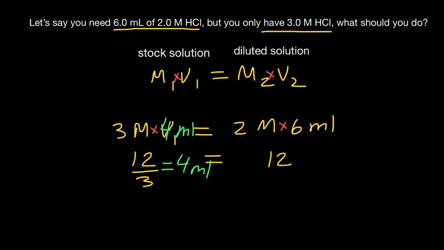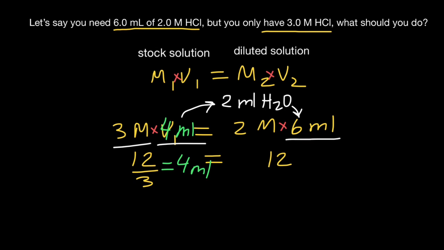So we have found that we need 4 milliliters of 3 mol solution, which is stock solution. We also have to add 2 milliliters of water, H2O. So we dilute our stock solution and we get 6 milliliters of the diluted solution, and molarity is going to be 2 moles. And 2 milliliters is just a difference between stock solution and diluted solution.